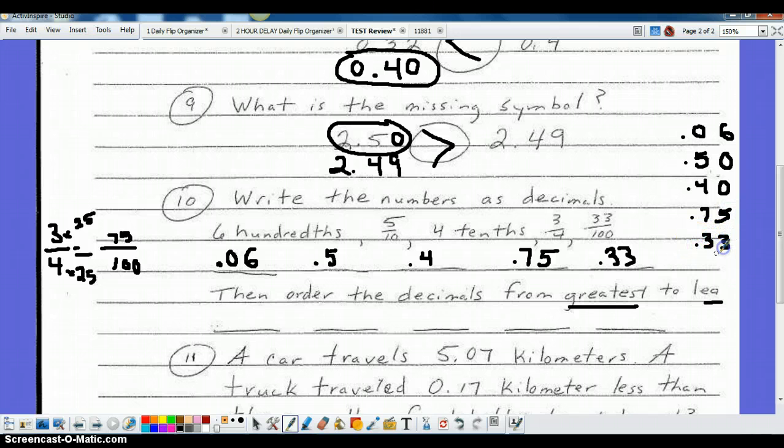This is showing all of my work. If a student just simply writes these numbers down on the lines, they're not showing all of the work, which is what we've worked on here at school. And then you just start comparing.